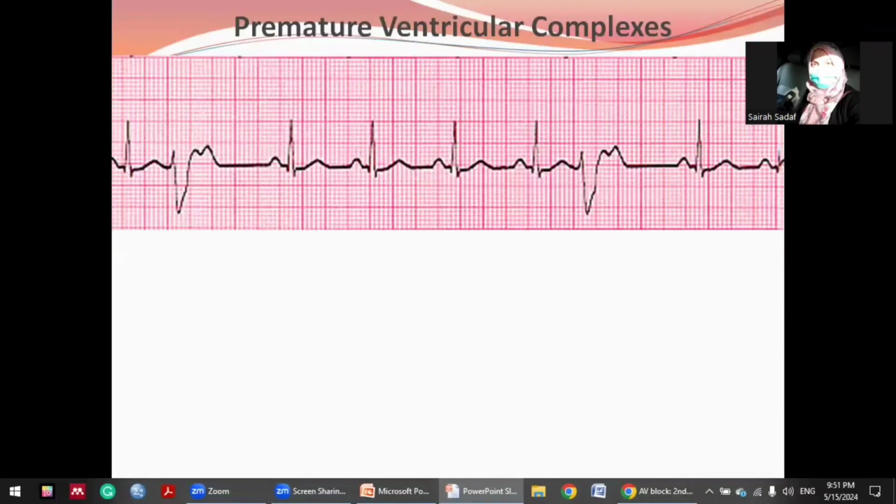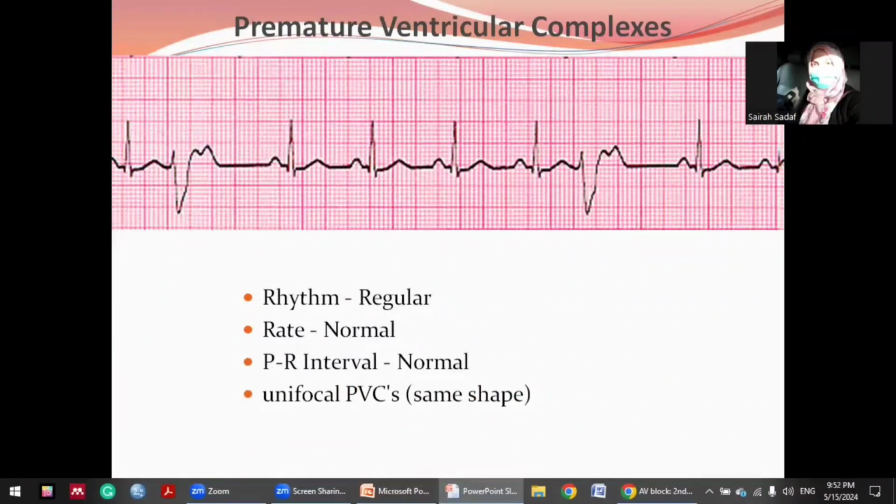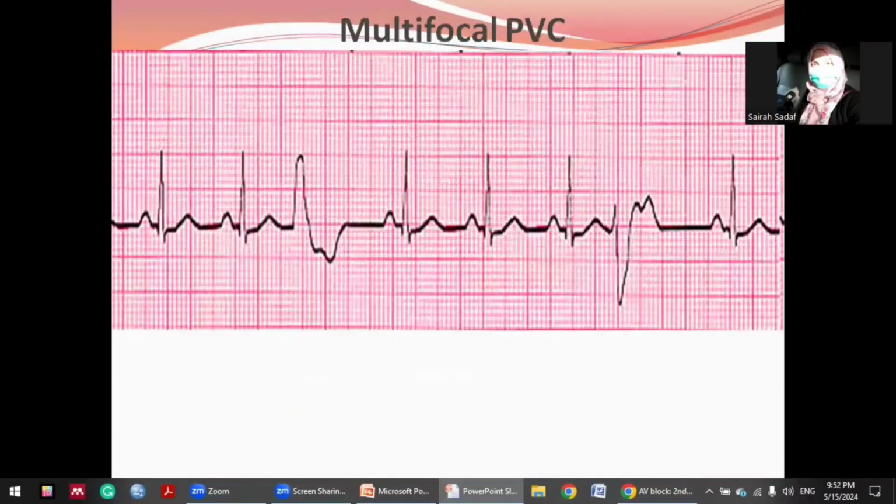Now we will go through the ventricular tachycardias. Premature ventricular complexes. I will just show you the ECGs, how these abnormalities present on ECG. These are the premature ventricular contractions, also known as PVCs. Rhythm regular, rate normal, PR interval is normal. Unifocal PVCs means only the same shape of PVCs. Premature ventricular contractions will start appearing.